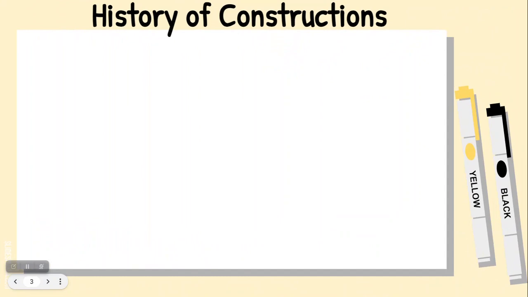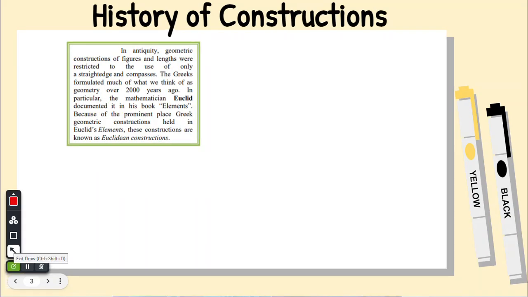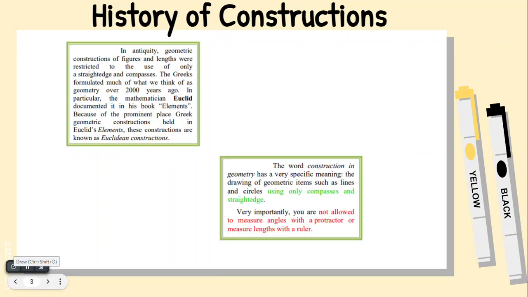First we're going to look at the history of constructions. Geometric constructions of figures and lengths were restricted to the use of only a straight edge and a compass. The Greeks formulated much of what we think of as geometry over 2,000 years ago. In particular, the mathematician Euclid documented it in his book of Elements. Because of this, they are known as Euclidean constructions.